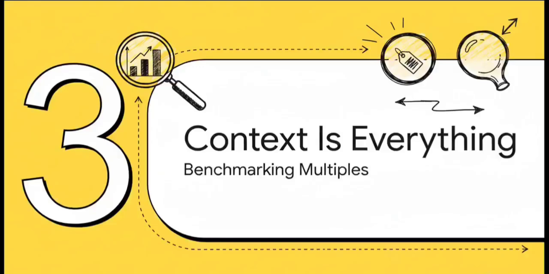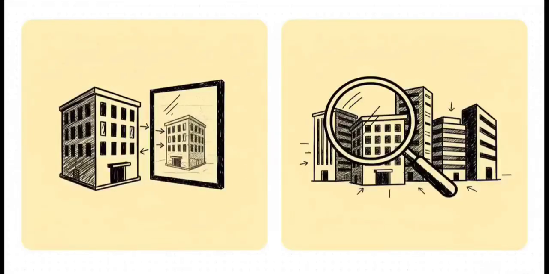Which brings us perfectly to section 4, context is everything. Because a multiple like that 20 we just calculated doesn't mean anything in a vacuum. You have to benchmark it in two specific ways. First, you compare the current PE to the company's own historical average. Is it trading cheaper or more expensive than it usually does? And second, you've got to compare it to industry peers. Think about it. If the company you're looking at is at 20 times earnings, but every single direct competitor is sitting at 15, you have to stop and ask yourself why you're paying such a premium.